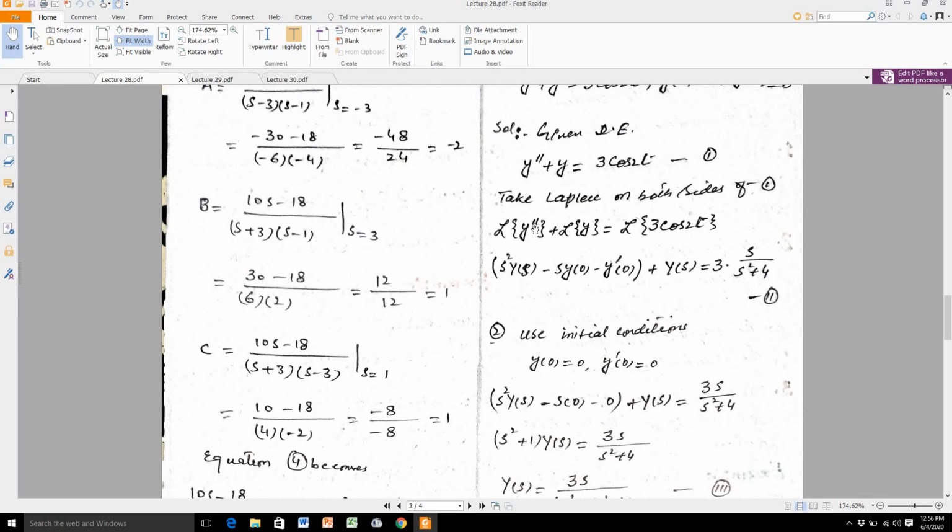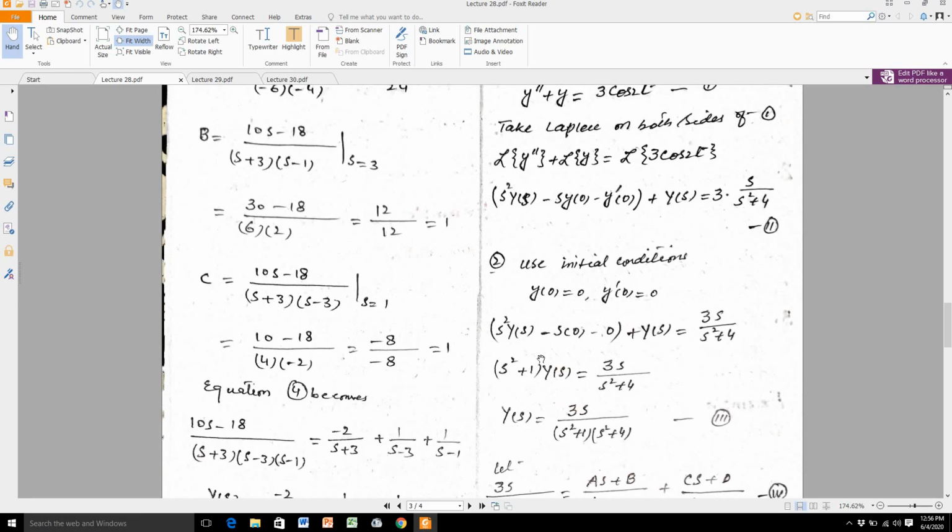Here y double prime is equal to s square Y of s minus s y of 0 minus y prime of 0, plus capital Y of s is equal to 3 times the Laplace transform of cos 2t, which is s over s square plus 4. Say this is equation number 2.